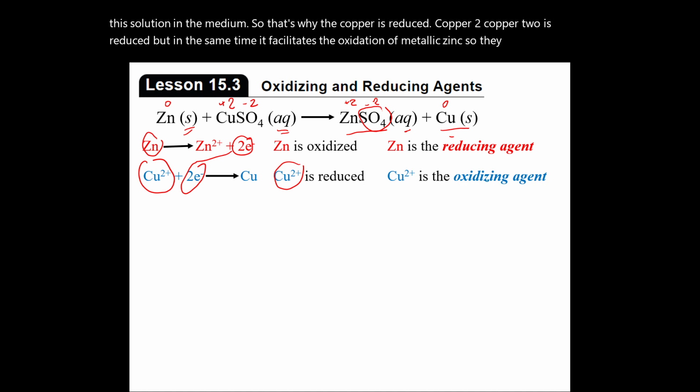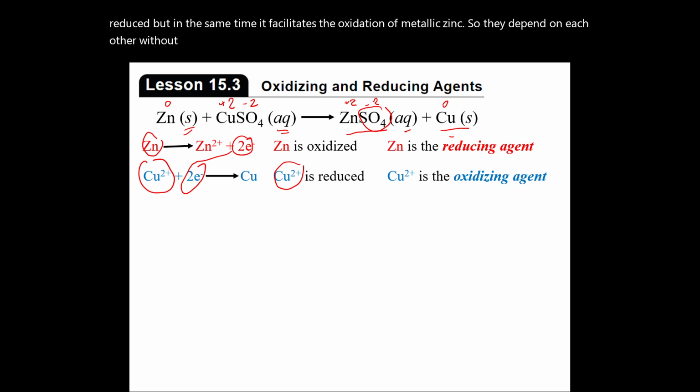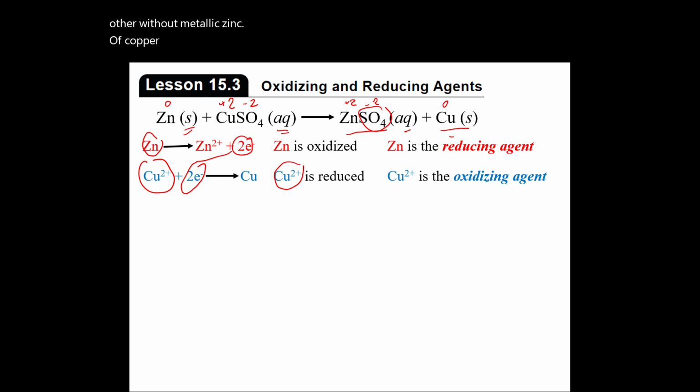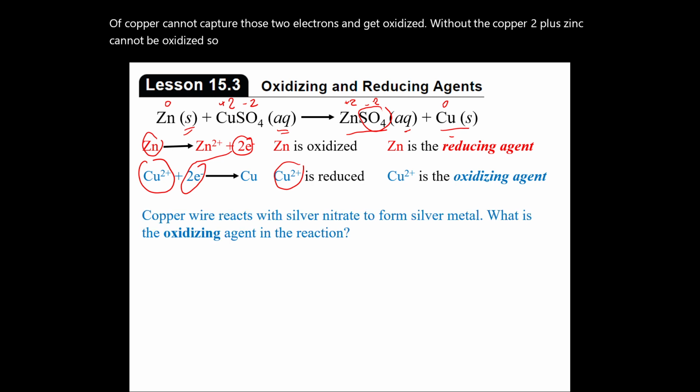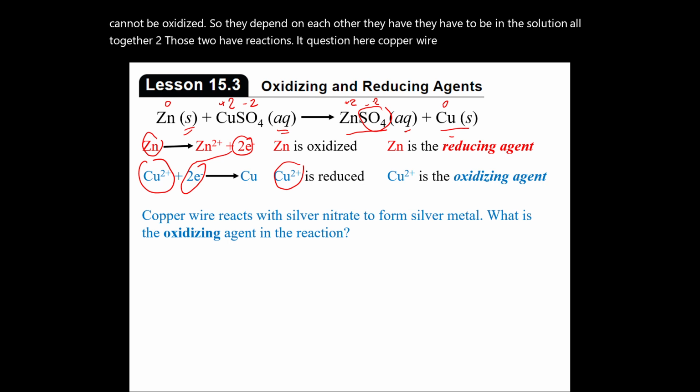So they depend on each other. Without metallic zinc, copper cannot capture those two electrons and get reduced. Without the copper 2+, zinc cannot be oxidized. So they depend on each other. They have to be in the solution together. A question here: copper wire reacts with silver nitrate.